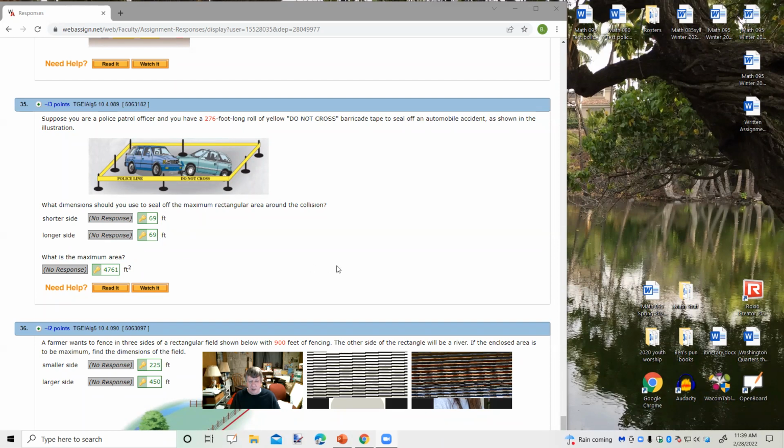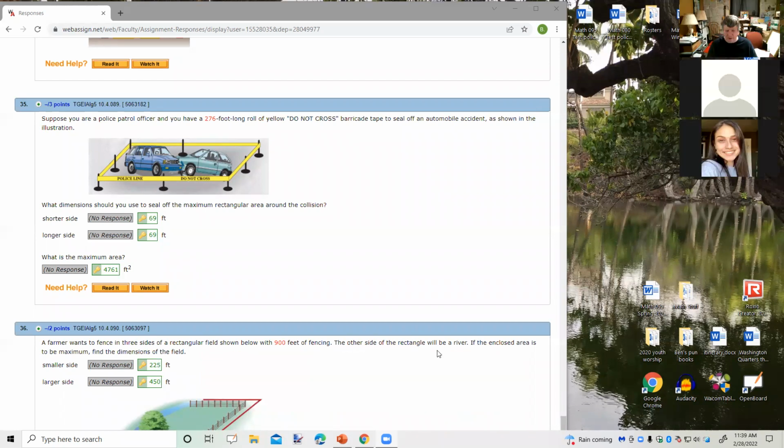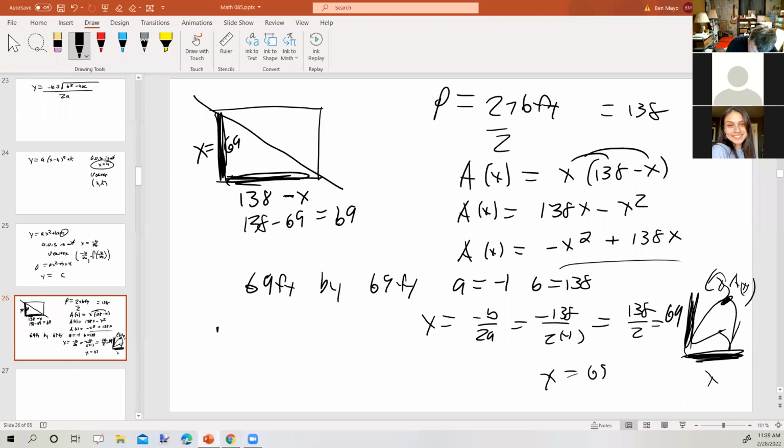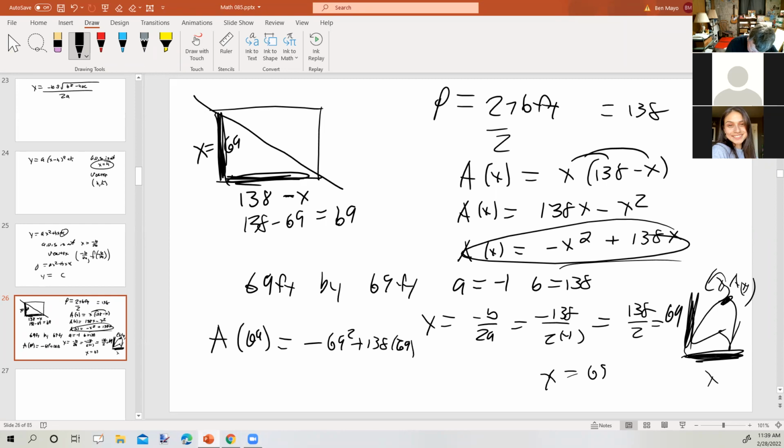Then the maximum area, you could find that two different ways. You could either find A of 69, plugging that in there. So you'd have what, -69 squared plus 138 times 69, which gives you 4761 square feet. Or you could just take 69 times 69 and get the same answer.